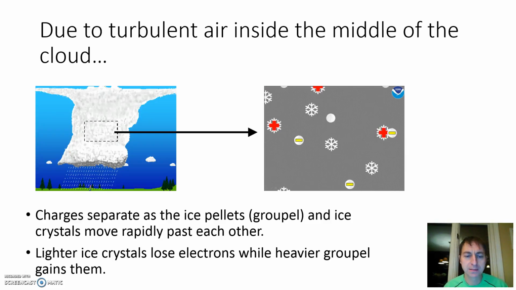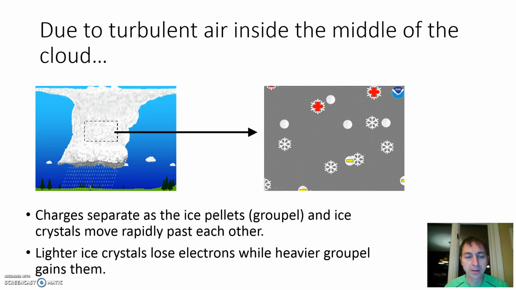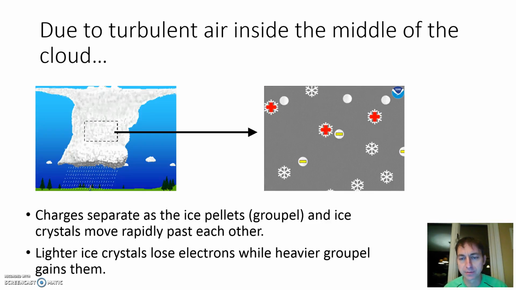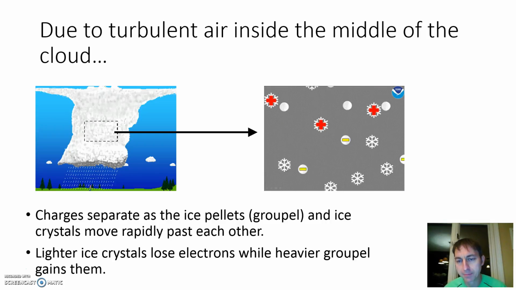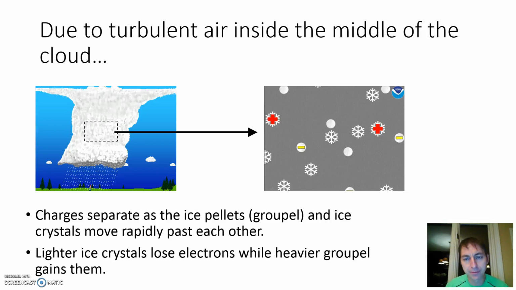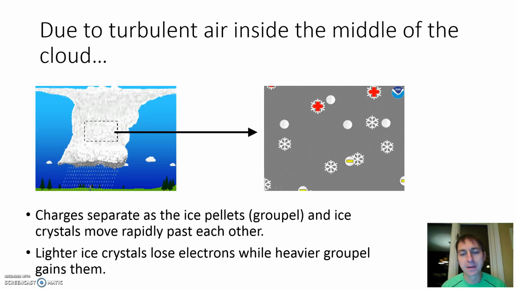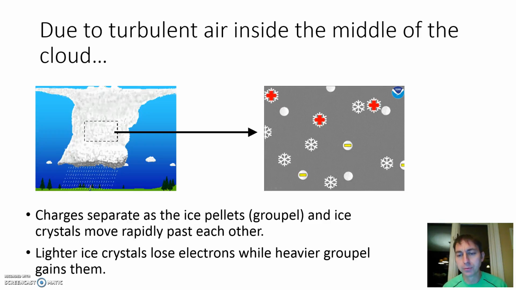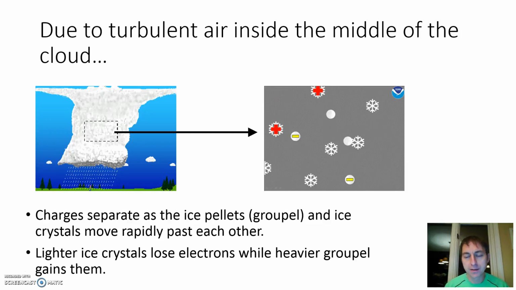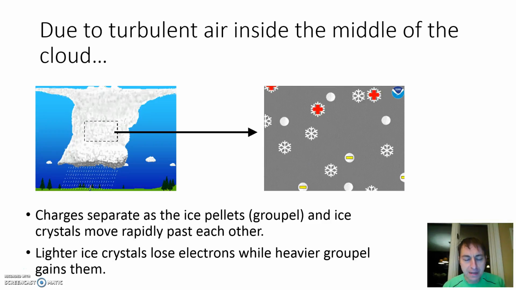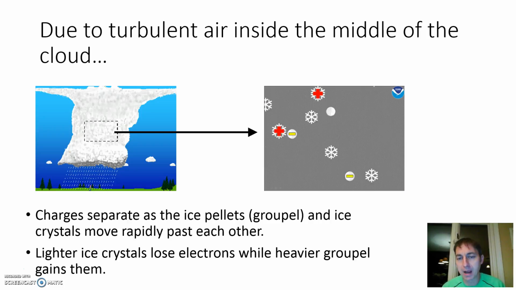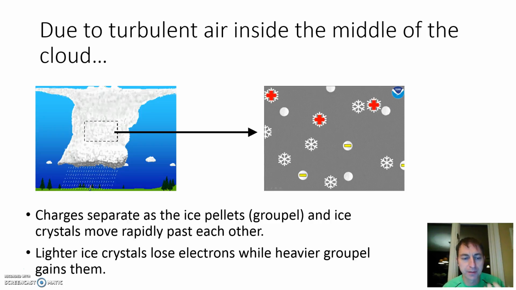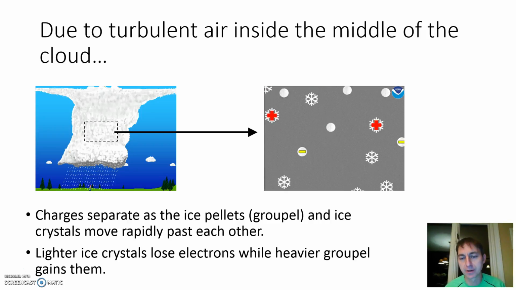There's this tendency for the lighter ice crystals to easily lose electrons. So the rapid motion and perhaps some of the collisions they're making is leading them to lose electrons, and the electrons are gained by the heavier graupel. If you lose electrons, you're positively charged, and the graupel, now gaining these electrons, is negatively charged.